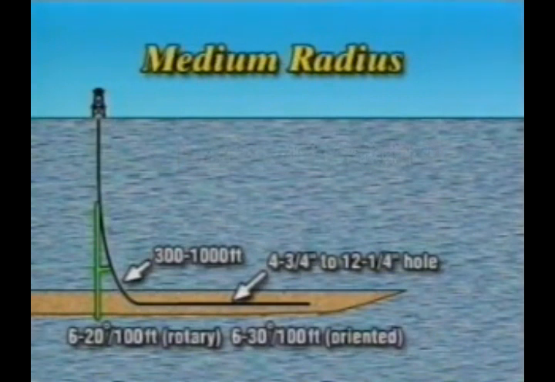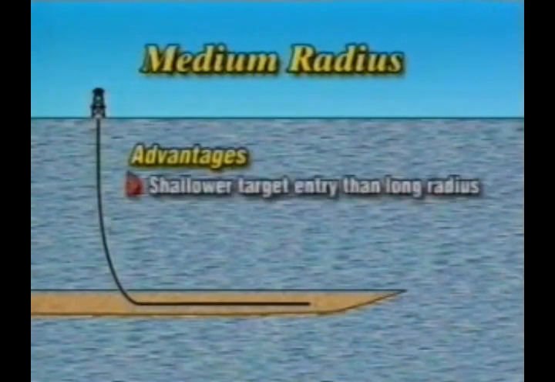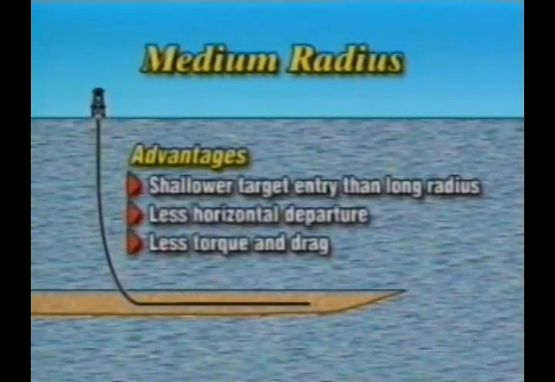Medium radius methods employ specially designed motors for bend sections and either rotary assemblies or steerable motor systems for lateral sections. Heavy wall drill pipe can be used for build rates of up to 15 degrees per 100 feet. Higher build rates require compressive service drill pipe. Compared with long radius drilling, a medium radius well can reach the lateral section at a shallower depth and with less departure from vertical. Torque and drag tendencies are also less.